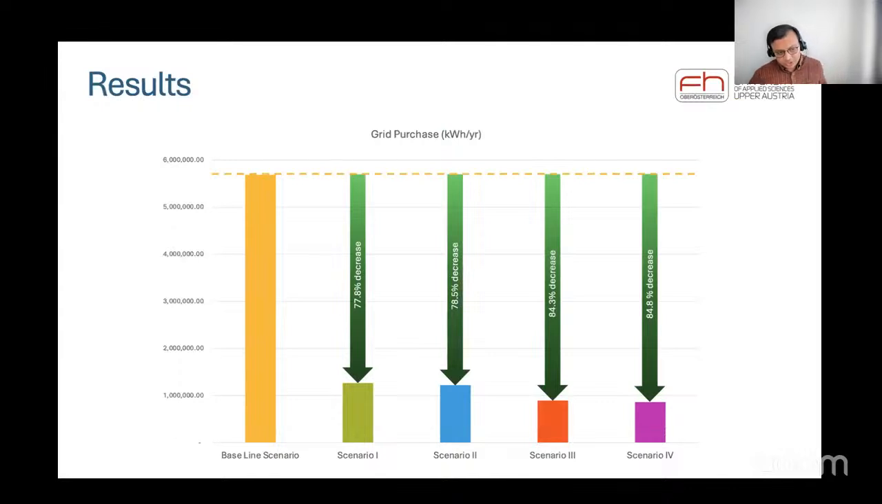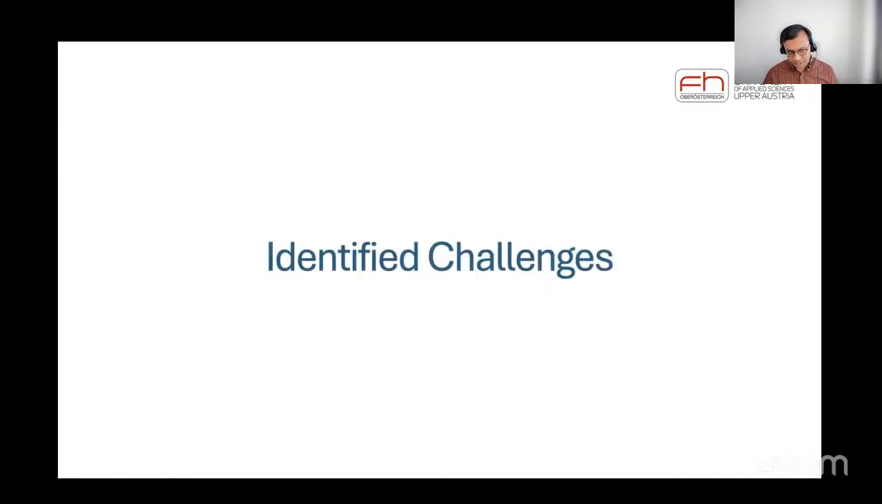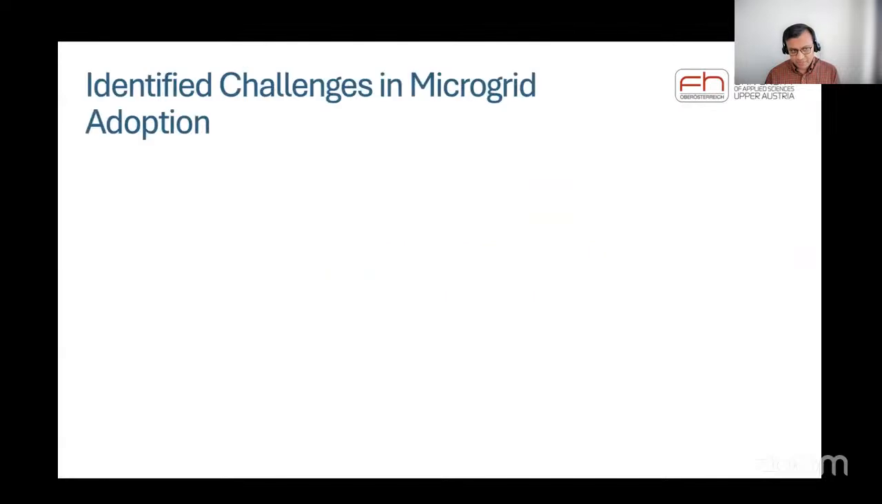All the scenarios led to an interesting aspect that in all 4 scenarios, the grid purchase was reduced by more than 77 or 78%. And that leads to a higher renewable penetration on the microgrid itself. But while doing this study, we identified different challenges.